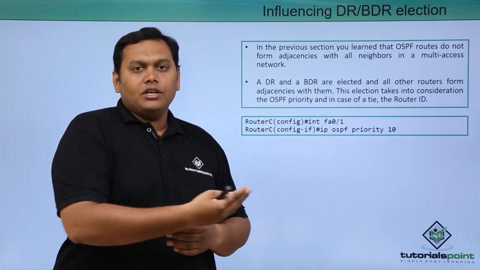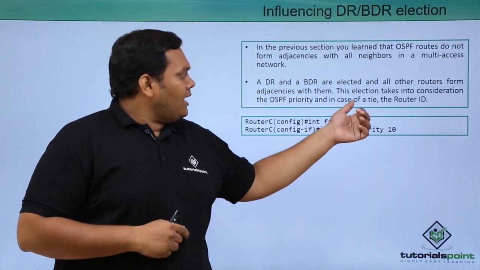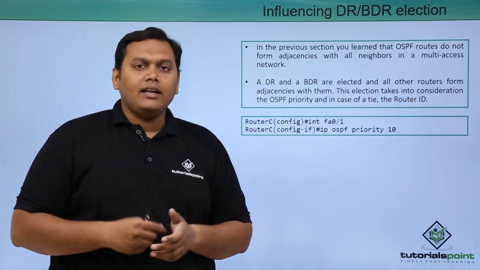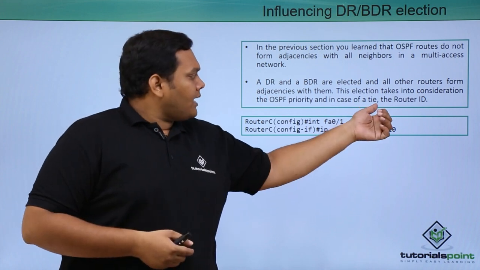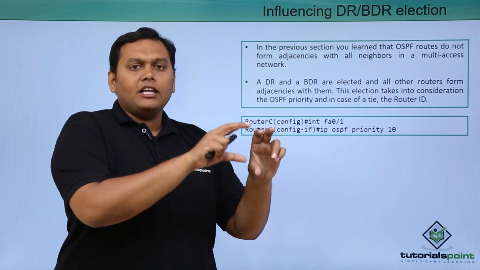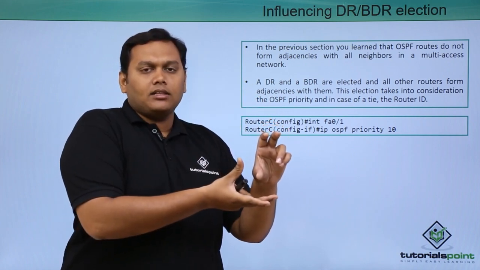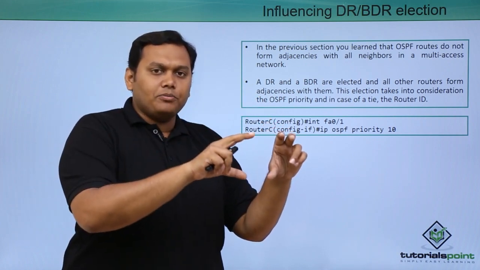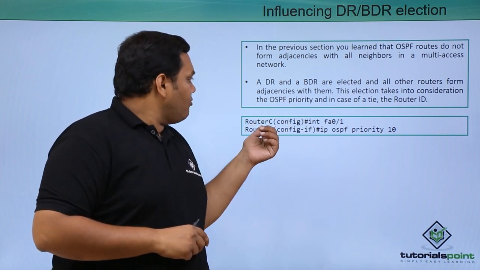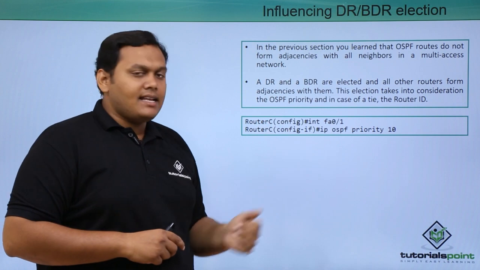This selection takes into consideration the OSPF priority and, in case of a tie, the router ID. So, we take the OSPF priority, and if there are ties between the routers, the router ID comes into the picture and the DR and BDR are elected. You can configure it in such a way. You can see the syntax here.